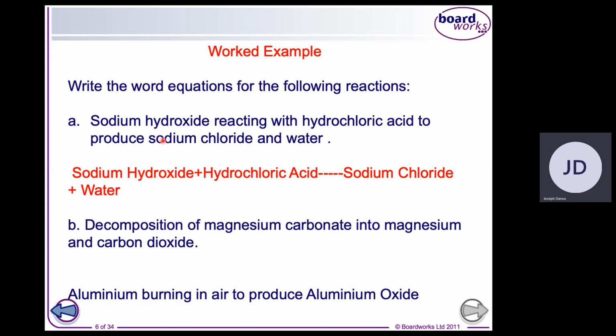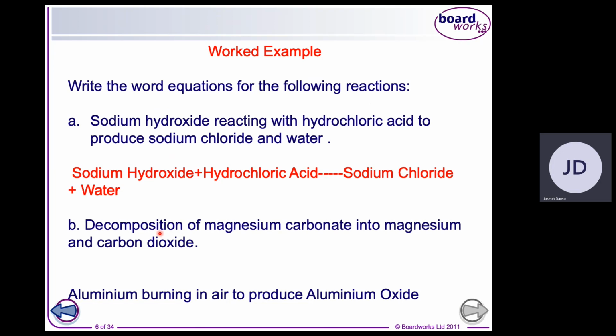So here we have sodium hydroxide reacting with hydrochloric acid to produce sodium chloride and water. We will simply write the names. We got sodium hydroxide plus hydrochloric acid, giving us sodium chloride and water.